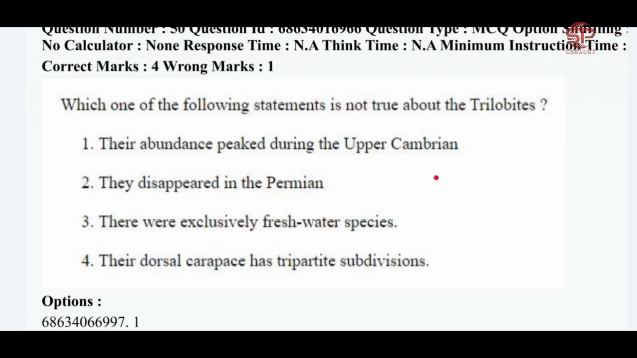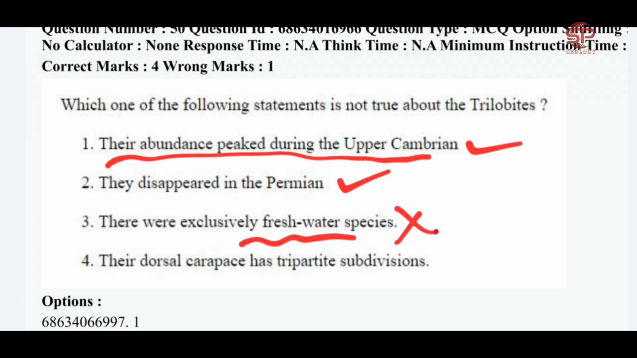Now, the following statement is not true about trilobites. Their abundance peaked during the Upper Cambrian. It is correct. They disappeared in the Permian. Obviously they went extinct during the Permian extinction. They are exclusively freshwater species. It is incorrect, because they are exclusively marine species. And their dorsal carapace has a tripartite subdivision. You can divide them into dorsal lobe and axial lobe, or you can also divide into cephalon, thorax, pygidium. So the incorrect option will be 3. The answer will be 3.